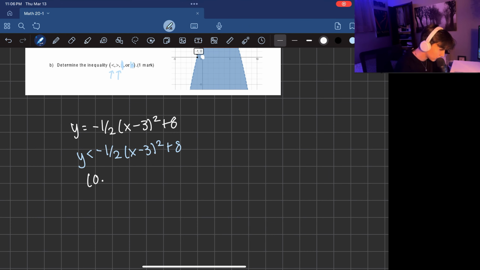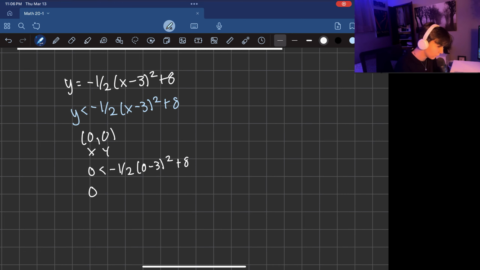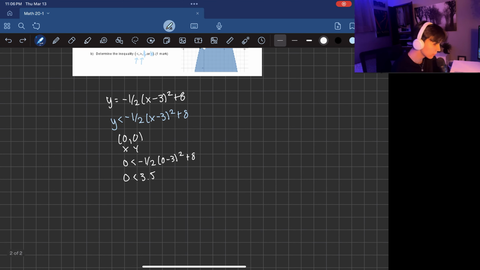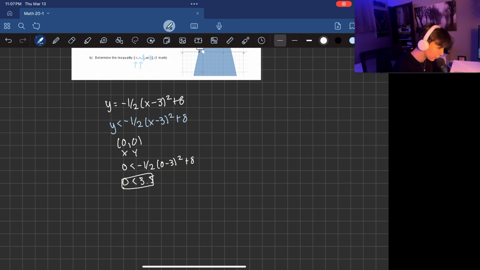So we have 0, 0 for x and y. So we have 0 is less than -1 over 2 times 0 minus 3 squared plus 8. Now we have to plug all of this into our calculator. So we have -1 over 2 times -3 squared plus 8, and that gives us 3.5. Since this inequality is true, because 0 is less than 3.5, this is going to be the correct sign to be using.